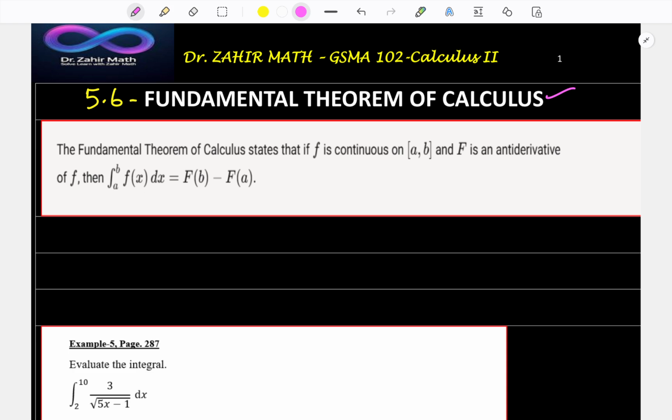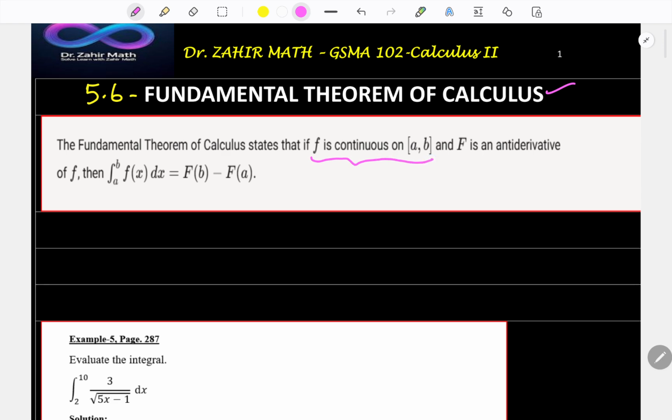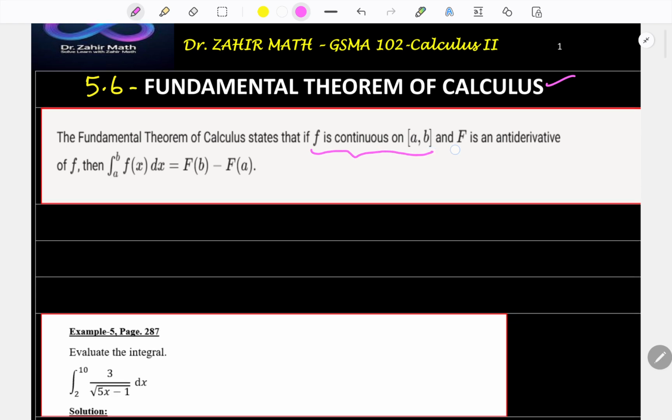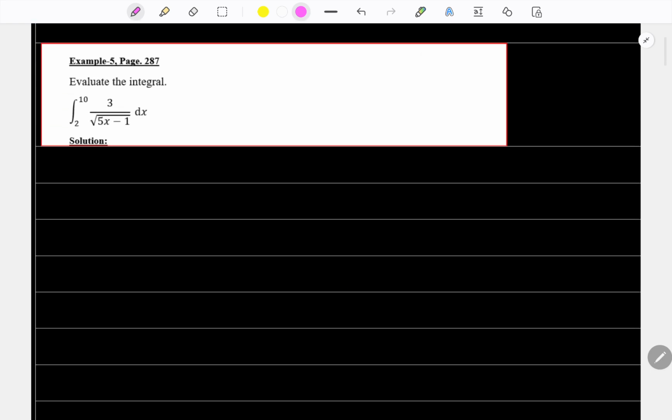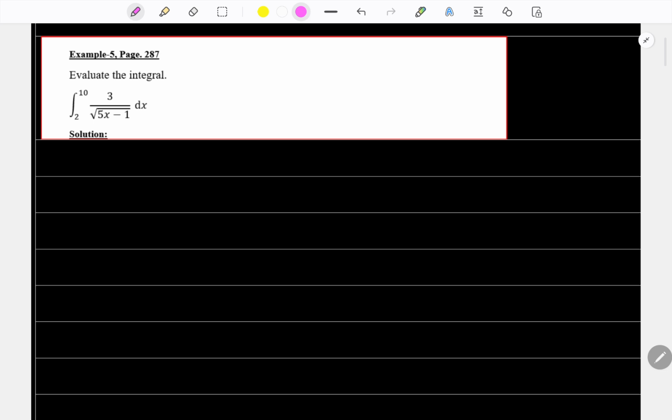Let's start. The Fundamental Theorem of Calculus states that if f is continuous on the closed interval [a, b] and F is an antiderivative of f, then we can write the integral from a to b of f(x) dx equals the upper limit minus the lower limit after the integration. Let's go to the first question, right?